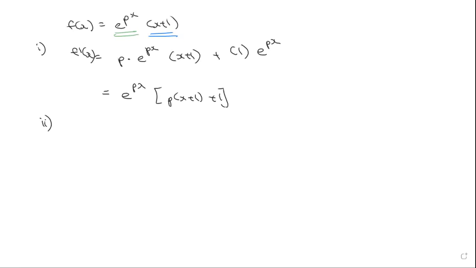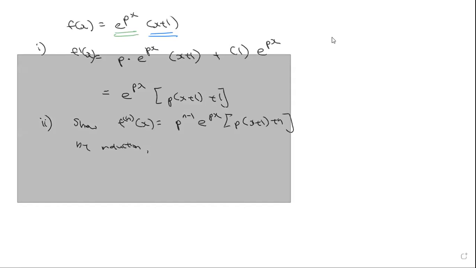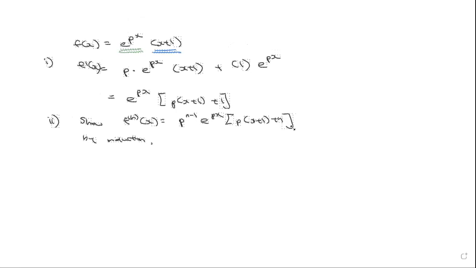Now, you're then basically asked to show that the nth derivative is, in other words, the nth derivative is this expression here, by induction. All right, so we'll need to use part 1 we've already got, but we'll need a bit more space. So let us minimize that a little.